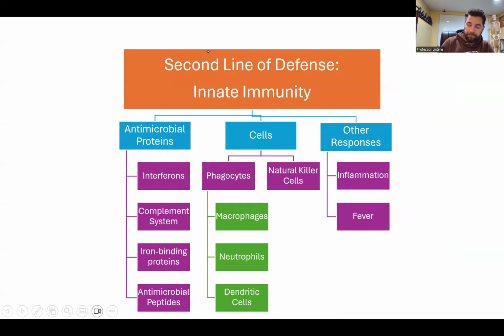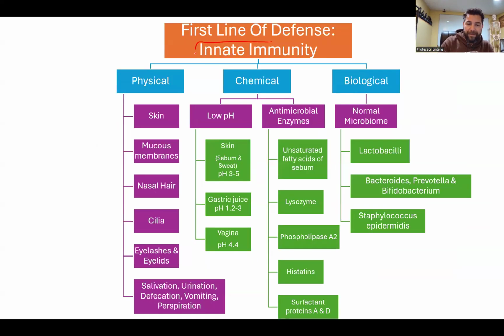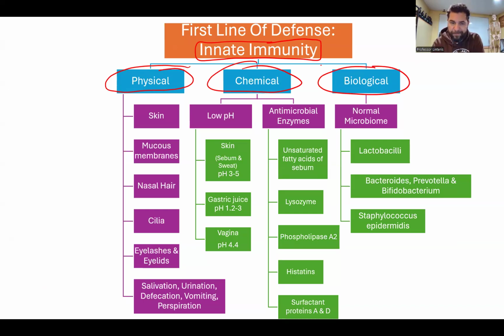So we have the first line of defense, innate immunity. Innate, you can kind of think of like you're born with it, and they're just normal things that happen in your body for a particular reason. So I'll summarize this. Maybe I'll do another slide and take a break. We'll see. We have physical components, chemical components, and biological components.